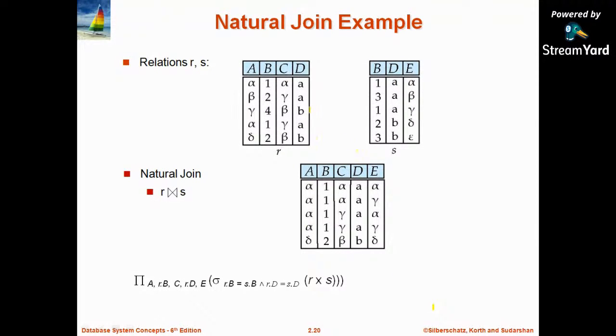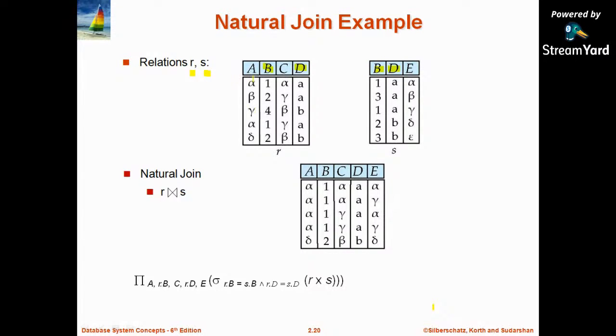Now we again take the example of natural join. Look at this, R and S. We are going to do the natural join on R and S. First, you have to see which column names are same. So you can see that B and D column names are same in 2 tables.